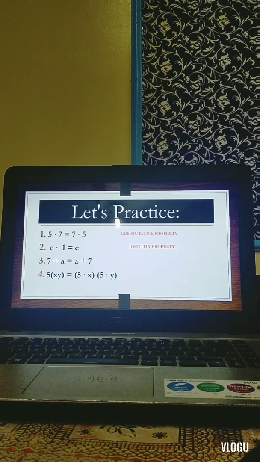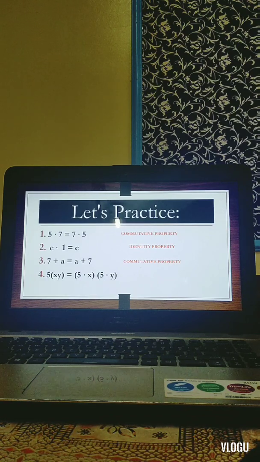How about number 3? 7 plus a is equal to a plus 7. What kind of property of real numbers is this? Yes, it's commutative property because 7 plus a is equal to a plus 7. It changes only the order, but it does not change the sum of the numbers. 7 plus a is equal to a plus 7.